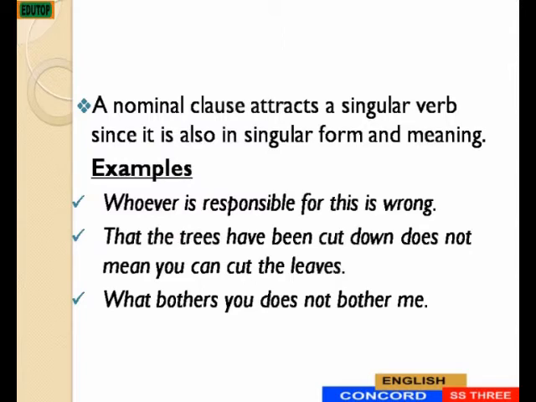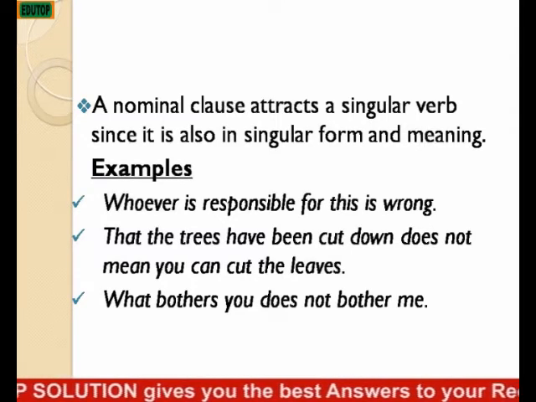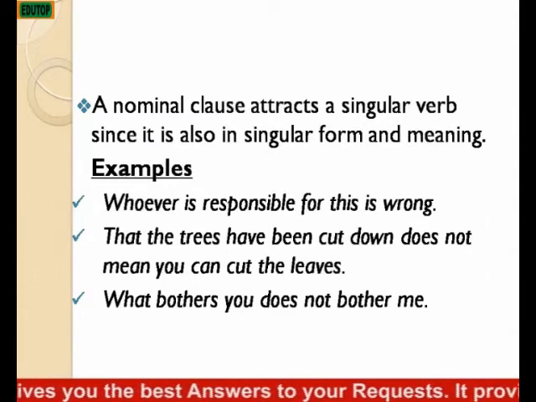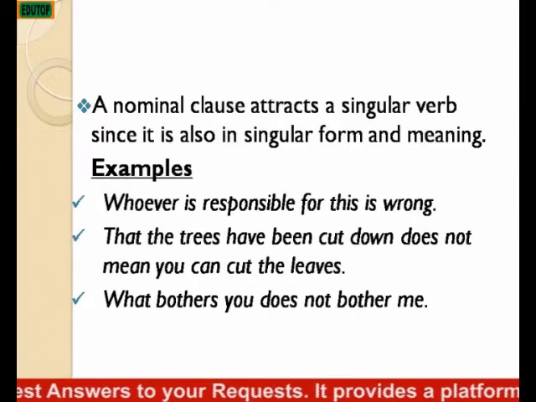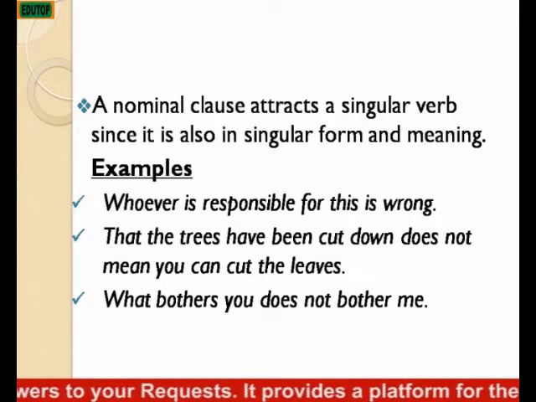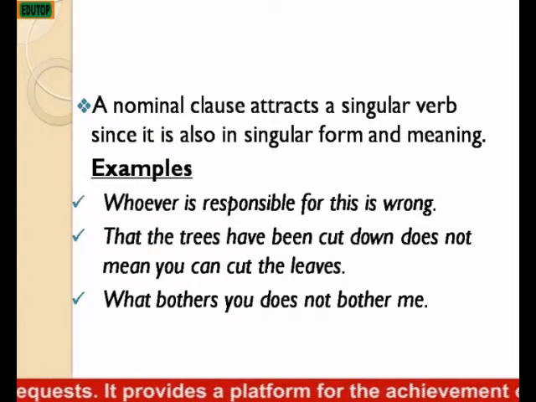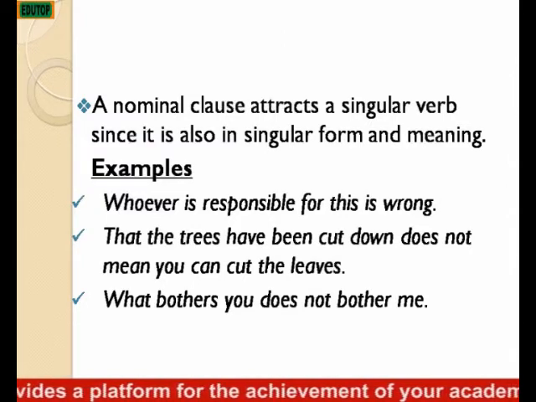Examples: Whoever is responsible for this is wrong. Whoever is responsible is a nominal clause and it attracts the verb is. That the trees have been cut down does not mean you can cut the leaves. The sentence attracts a singular verb, and the singular verb is thus does. So we have the nominal clause that the trees have been cut down. What bothers you does not bother me. What bothers you is a nominal clause and it attracts the singular verb does.